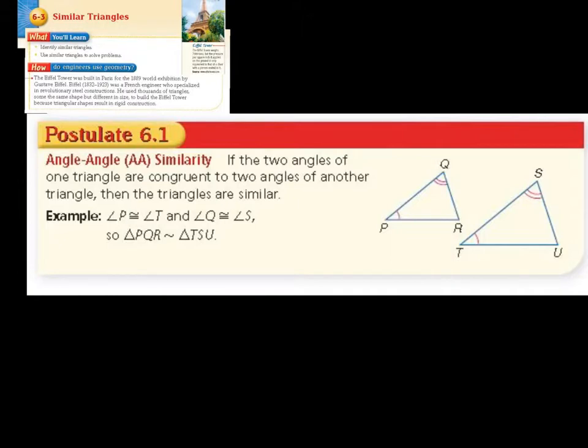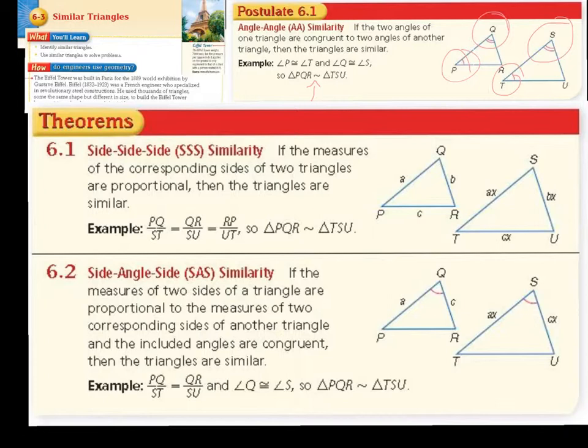So in this diagram, because angle P is congruent to angle T, and angle Q is congruent to angle S, well, there's only 180 degrees in any triangle, so then the third angles must be congruent also. So the two triangles have to be the same shape. And that little tilde, remember, means same shape, similar. So these two theorems flow directly from postulate 6.1.